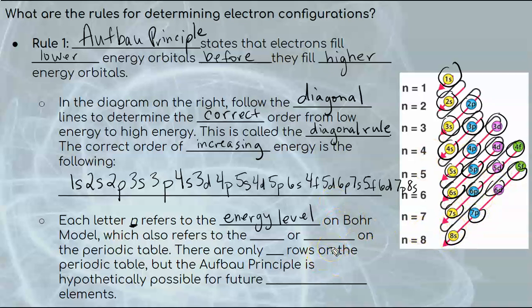And it's not as clear as just filling the first energy level first, then going to the second energy level, then the third. You have to fill the sublevels first in the correct order. So why does this occur? Why does the diagonal rule exist?